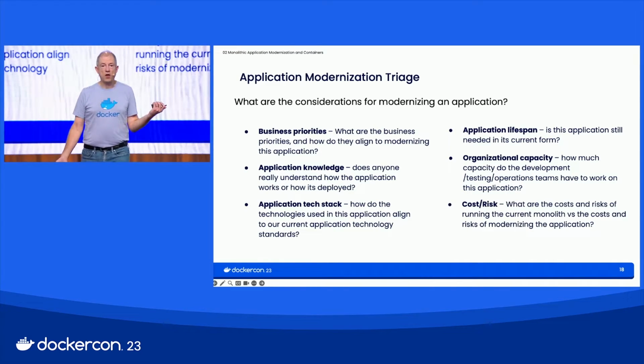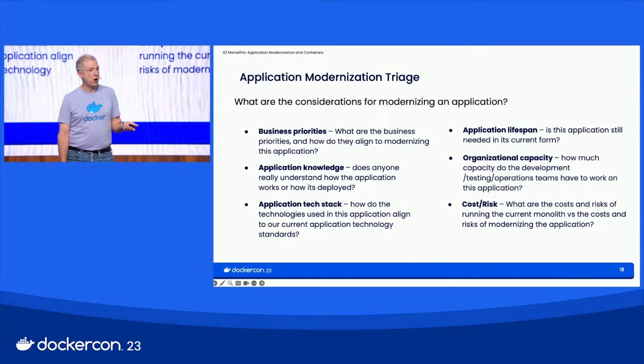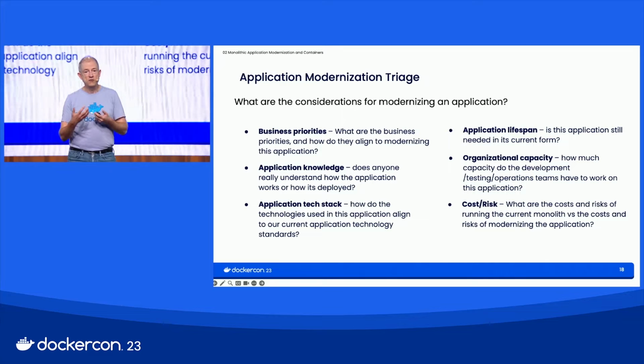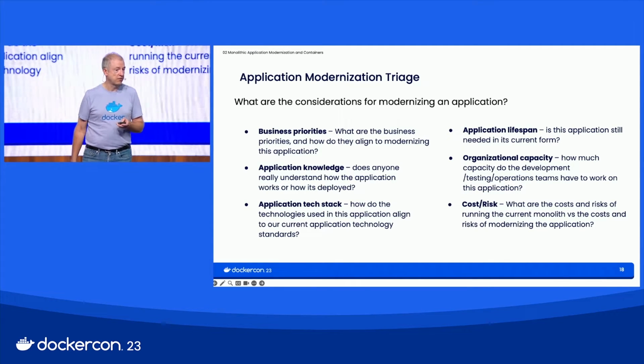And finally, cost and risk. There is cost and risk in running a monolith. There's also cost and risk in any of these modernization strategies. Some of them have very significant cost and risk. These are all things you've got to weigh when you're actually trying to determine how you're going to modernize the application.